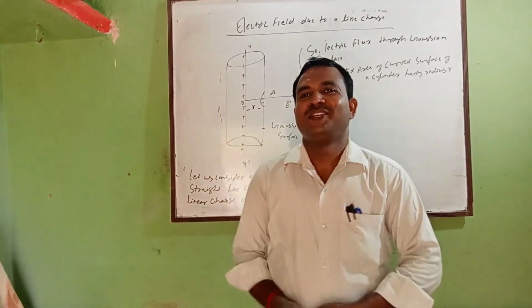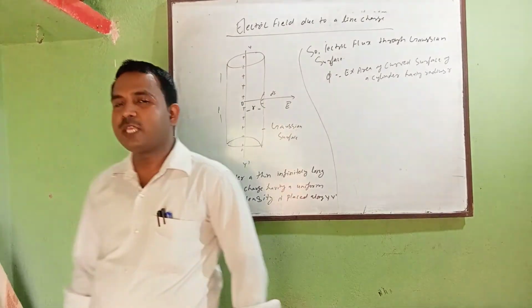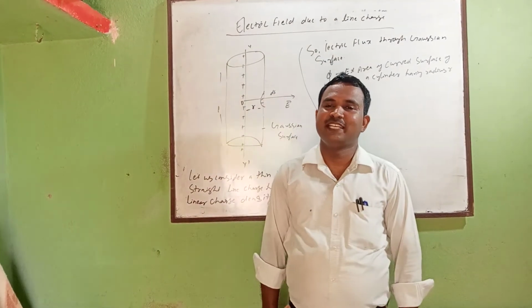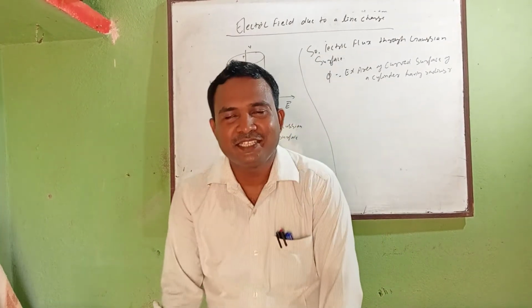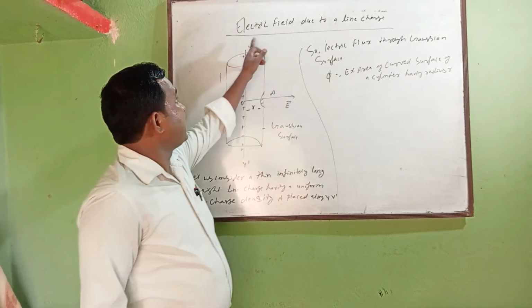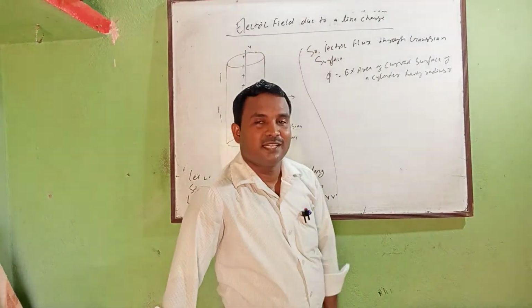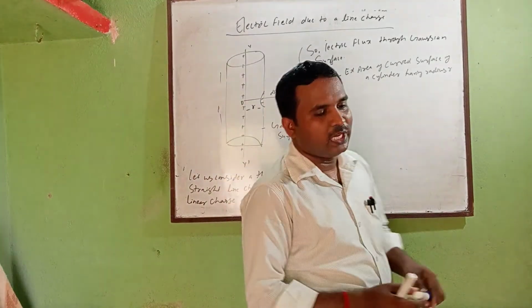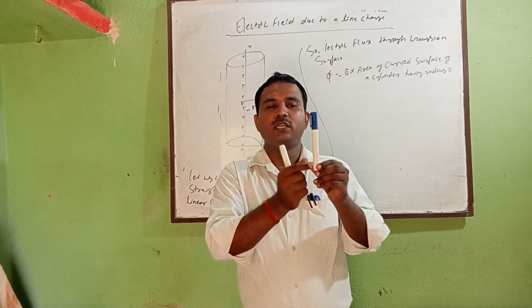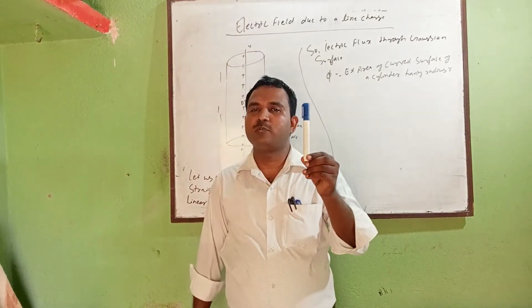Hello student. By using the Gauss theorem, now we will find the electric field. How will we find it? See, the electric field due to a line charge. Suppose we have a line that is very thin, but a number of charges is placed over it.